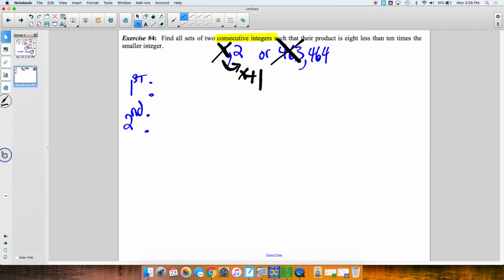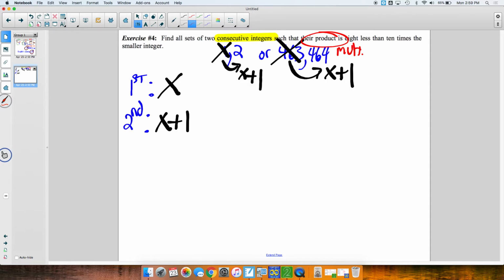Thank you. The second one, sorry about that interruption, the second one is going to be x plus 1. So here we go. My first integer is x. My second integer is x plus 1. That's an important feature of consecutive integer problems. All right, and here we go. The product, their product, which is multiply. So if I did x times x plus 1 is my equals 8 less than 10 times the smaller.